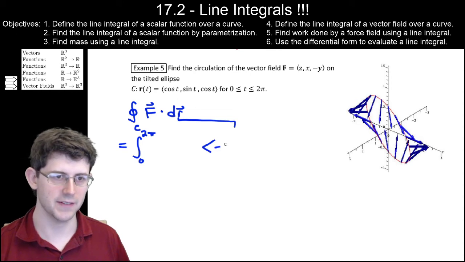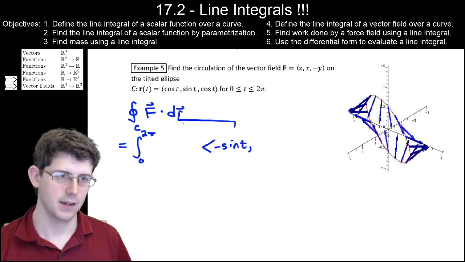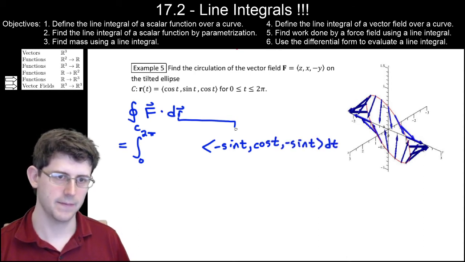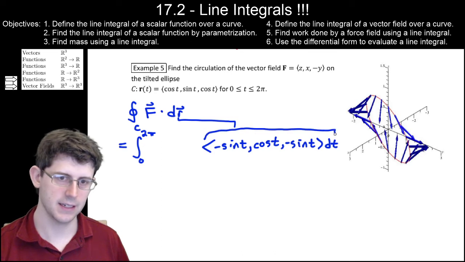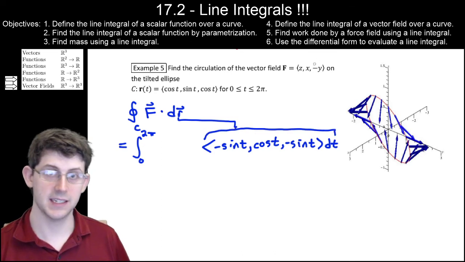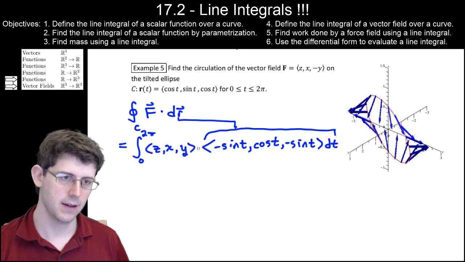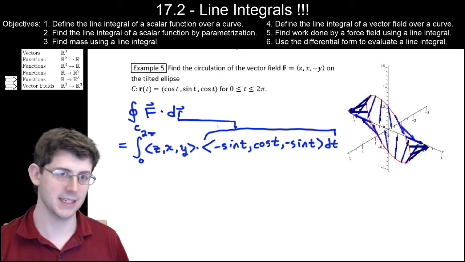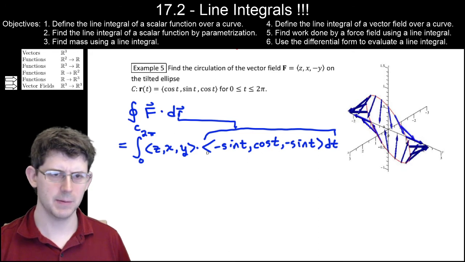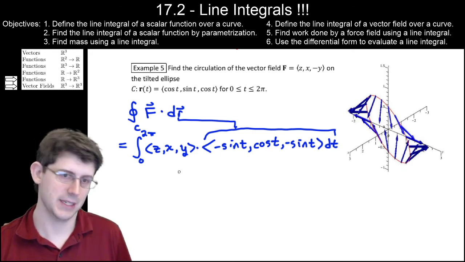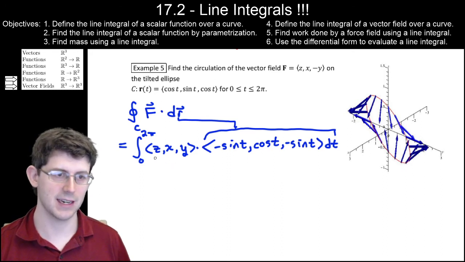dr is the derivative of r dt. So that's all this, dr. F is this vector field, z, x, y, and they're dotted together, F dot dr. The problem is, I don't want to deal with this. I wanted it all in terms of t, but it's not really a problem, because I know what x, y, and z equal. It's in the parametrization.